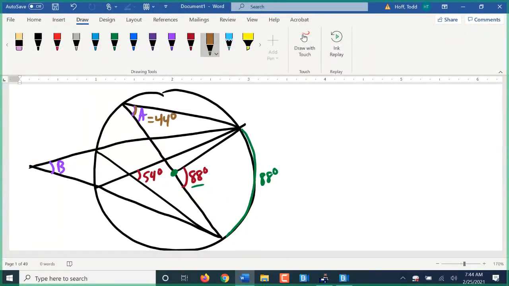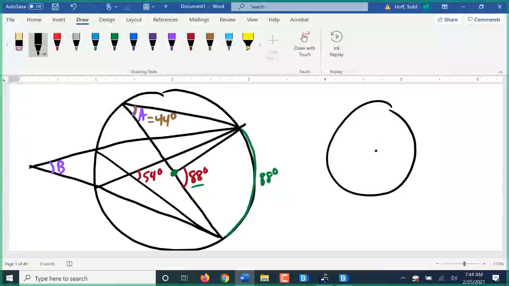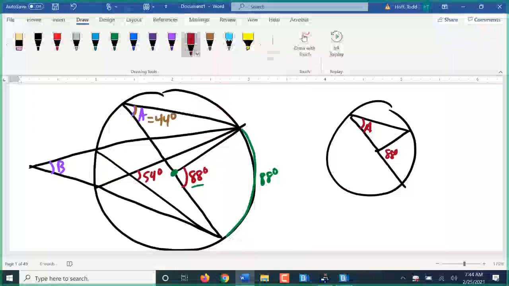So like I said, one of the hints I gave you yesterday was just find some way to highlight the pieces that you're looking for. I could redraw the circle over here with just the pieces we were using. This was 88 degrees. We're looking for this angle A here. That makes it a little easier without all the other mess in there to figure out what it is we're working with.